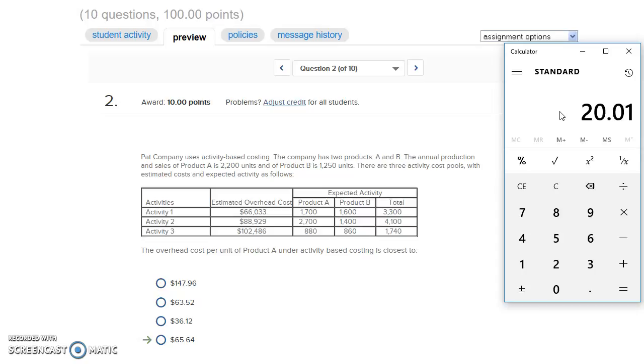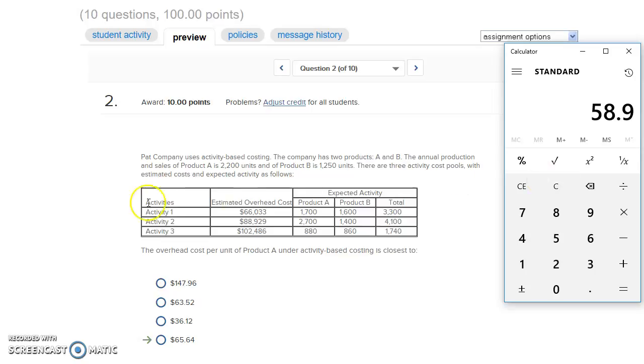For 2, I think I said that was sifting. I'm going to take 88,929 and divide it by 4,100. So per sift, it's going to cost me $21.69. And for molding, 102,486 divided by 1,740, it's going to be $58.90. So I have now how much it's going to be per activity.